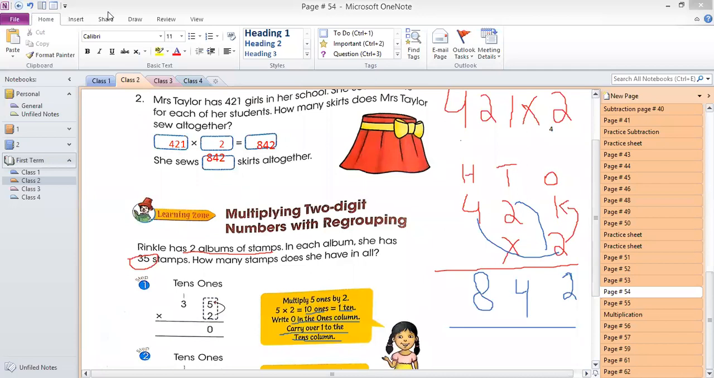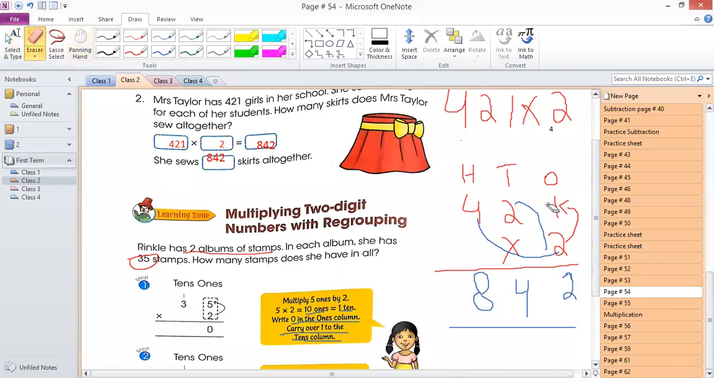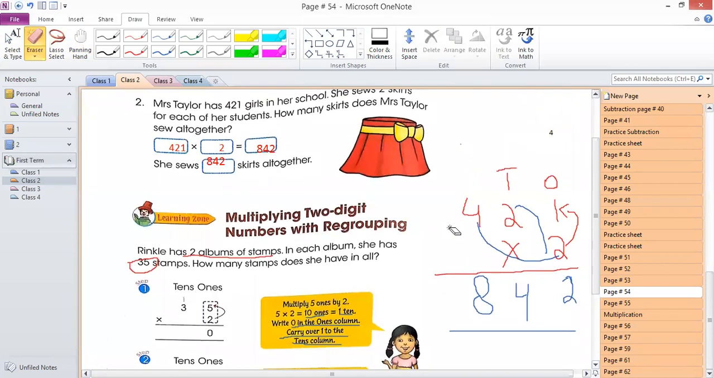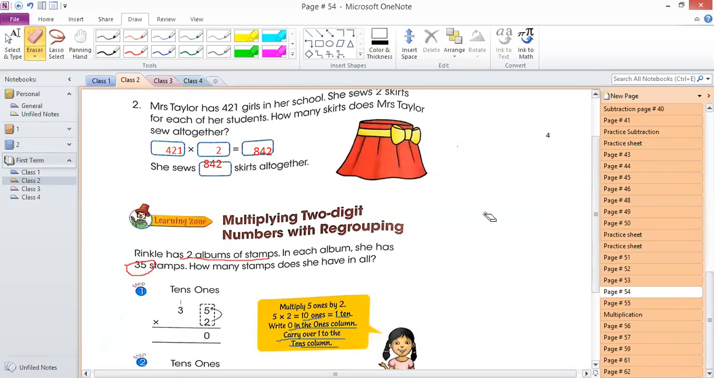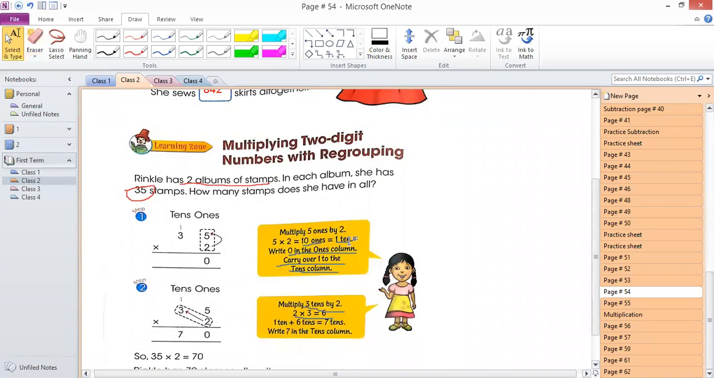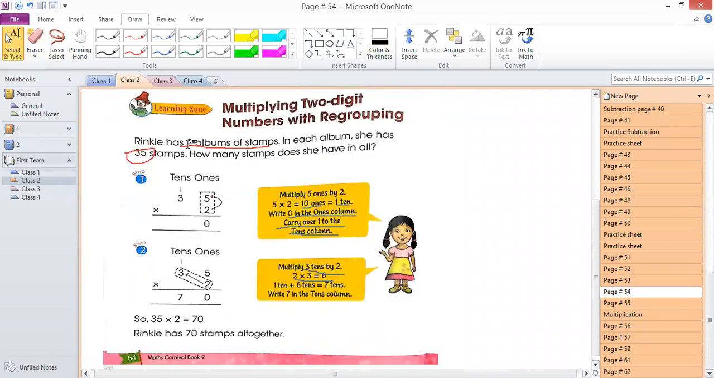That's very good. Now, guys, we are going to start. We are going to check how to multiply when we need to regroup. How to multiply the numbers with regrouping. Look here, Wrinkle has 2 albums of stamps. In each album, she has 35 stamps. How many stamps does she have in all?